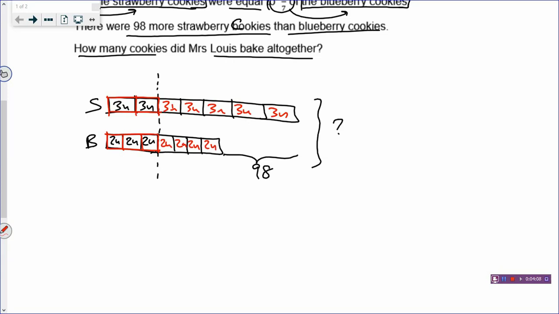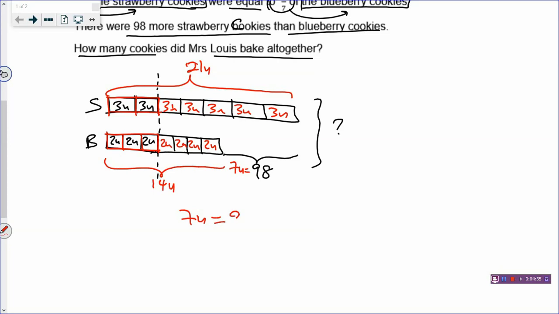So how many units of strawberries are there? Then you just count all the units. So you have 1, 2, 3, 4, 5, 6, 7. 7 times 3, you have 21 units. And then how many blueberry cookies are there? You take 7 times 2 units, that'll be 14 units. So now can you find how many units more? That'll be 21 minus 14, and you will get 7 units, which is the difference. Okay, got it? All right, so now you can write your statements.